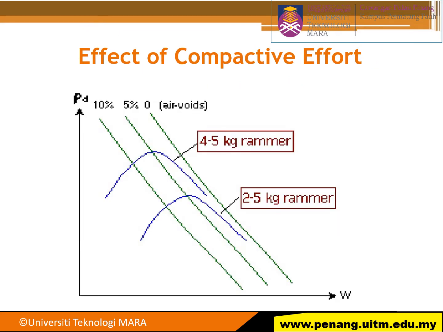Alright guys, look at this. We look at the effect of compactive effort. As usual, this is dry density and we have the moisture content, and then you compare different compactive efforts. We're using a 2.5 kg rammer and also a 4.5 kg rammer. If you see, for the 4.5 kg rammer, the dry density is higher compared to the 2.5 kg rammer, because the higher compactive effort will give you a higher value of dry density, and it will reduce the optimum water content.